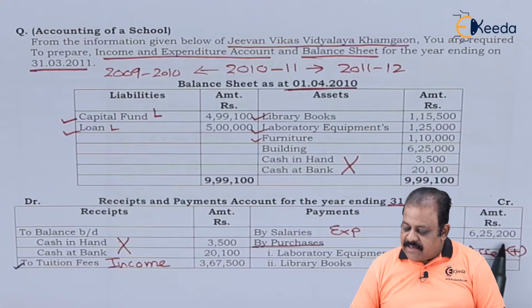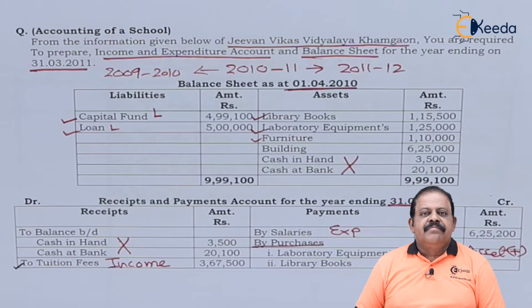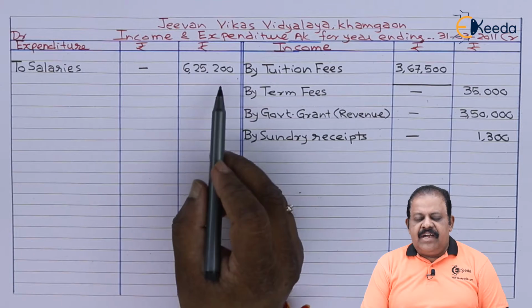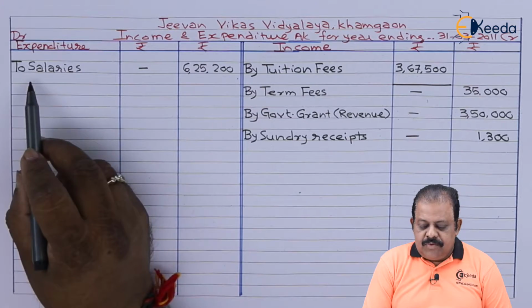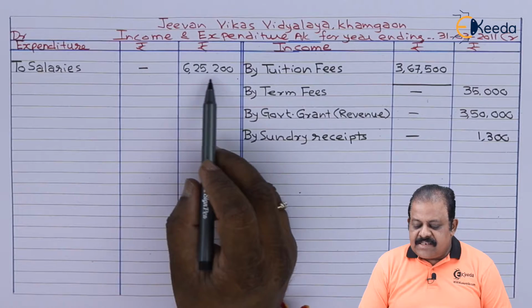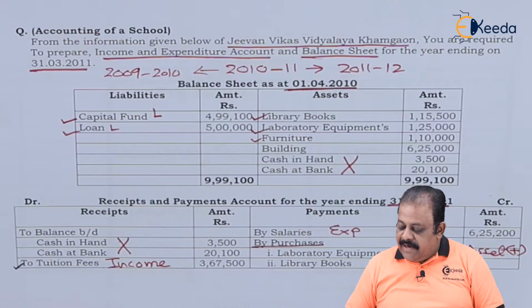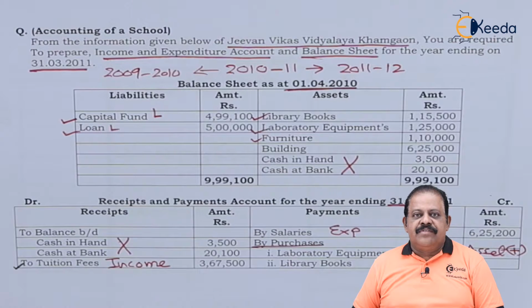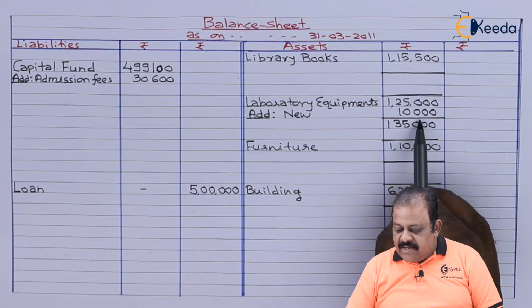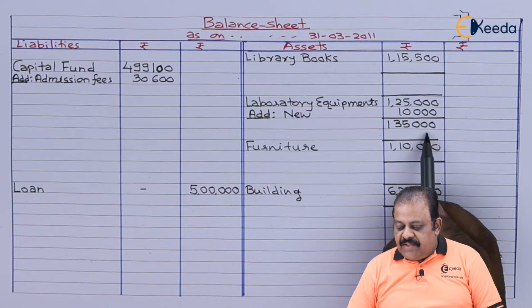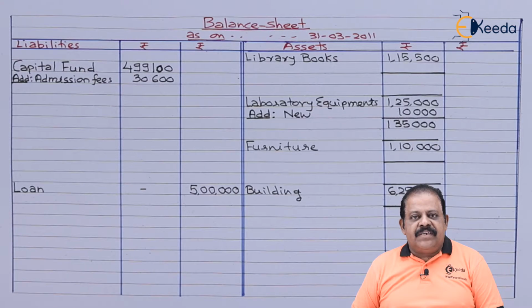Salaries paid 6,25,200. This will be recorded as expenditure. Salaries 6,25,200. By purchases of laboratory equipments 10,000. This will be added on asset side. 1,25,000 plus 10,000, 1,35,000. That is laboratory equipments.